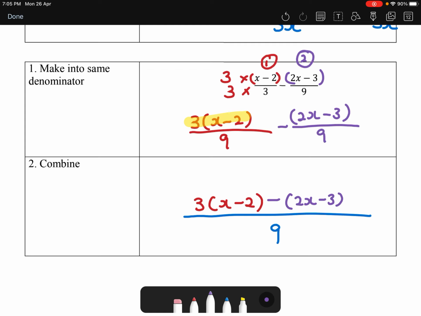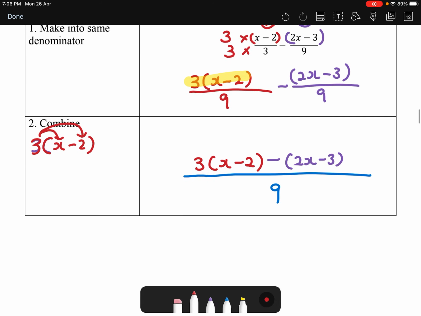Alright, so now we want to simplify the top. This is just normal expansion, right? You remember your rainbow method. So 3 bracket x minus 2. I just do the red color first. So 3, just draw the two rainbows. So you will get 3x minus 6.